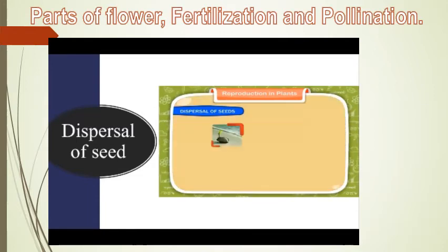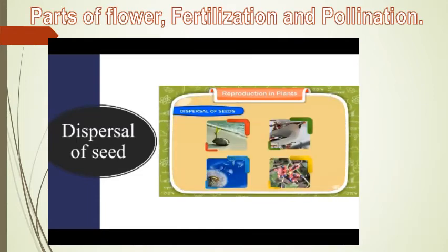Dispersal of seeds happens in four ways: through water, wind, animals, and explosion of the fruit. These are known as agents of dispersal.